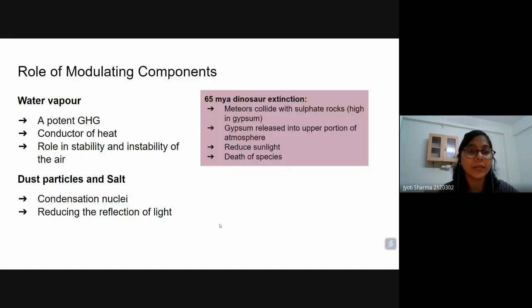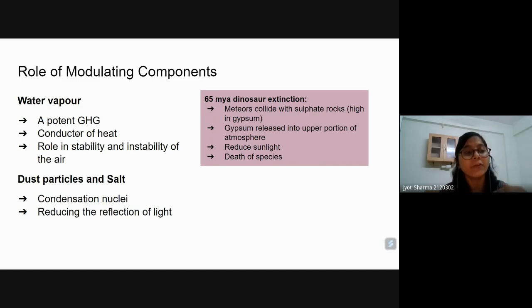So let's talk about the modulating components in the atmosphere. Within the atmosphere, we have some components that modulate the system. So what are these components? We have water vapor, and we have dust particles and salt. Water vapor is also a potent greenhouse gas. Why is water vapor a greenhouse gas? Because it is a good conductor of heat, and it can absorb energy from the long wave radiations. That's why water vapor is also a greenhouse gas.